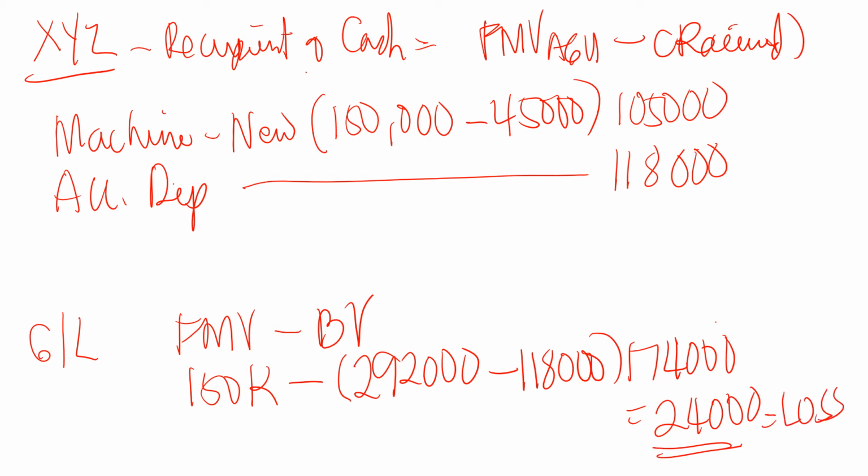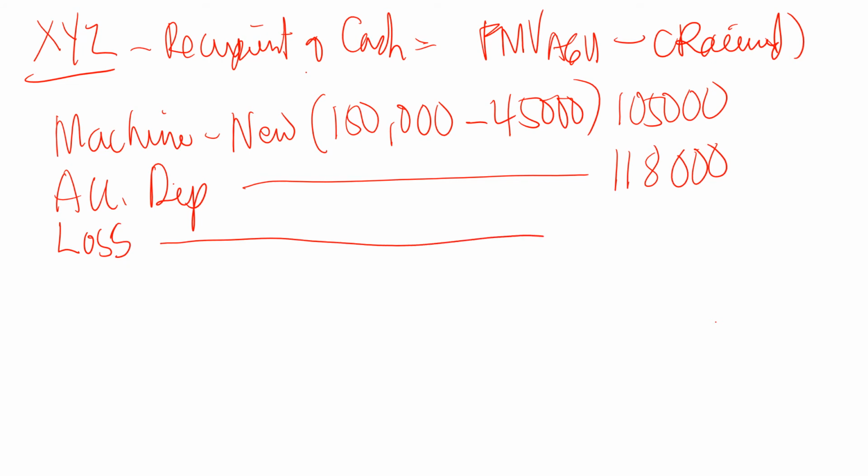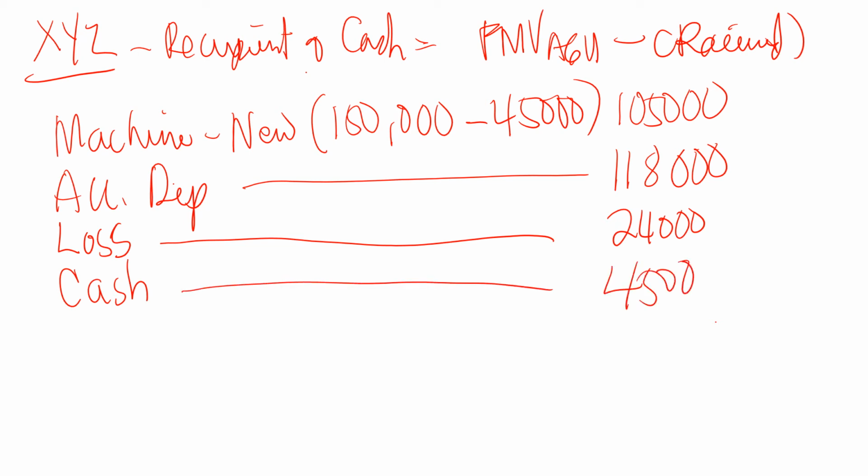Yan. So, pulahin ko lang. Since loss yan, i-debit natin. So, we need to debit this 24,000 loss. So, aside from debit machine or machinery for the new asset, that's 105, and also, they recognize the accumulated depreciation, that's 118,000. I also need to debit loss on exchange for 24,000. And also, don't forget, XYZ received cash from ABC. This is for 45,000.